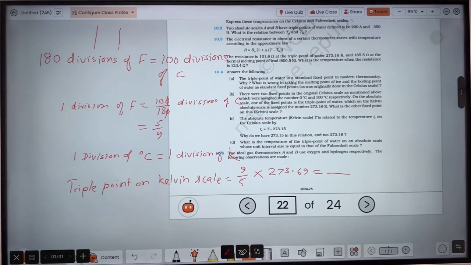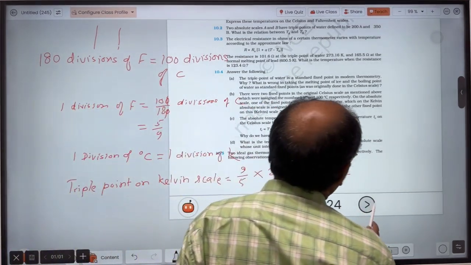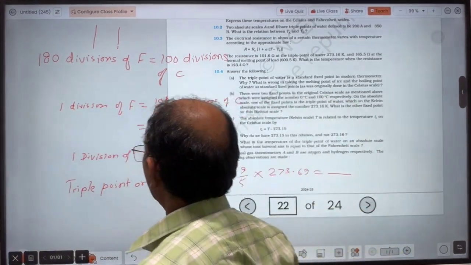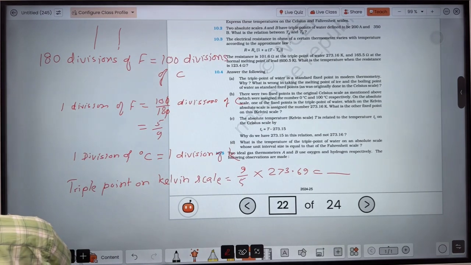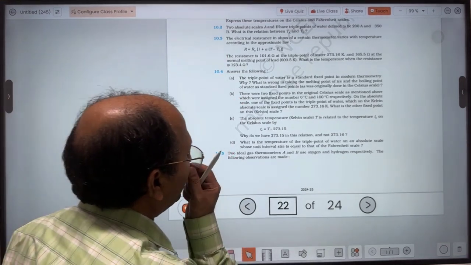Let's take the next question. These questions are a little typical and they are value based. There is no calculation as such, so don't worry.